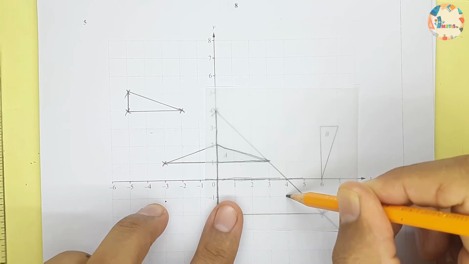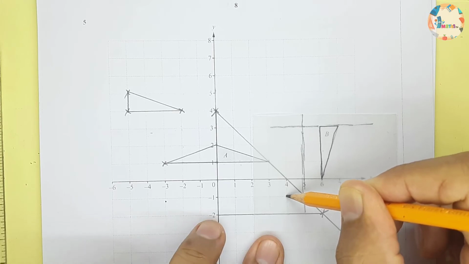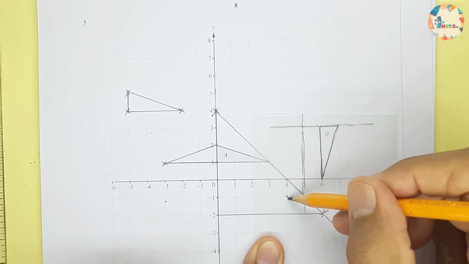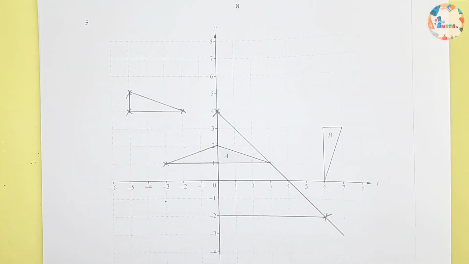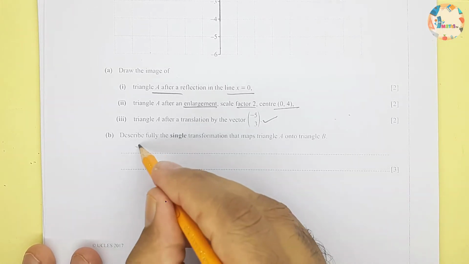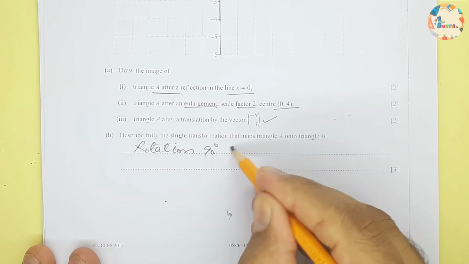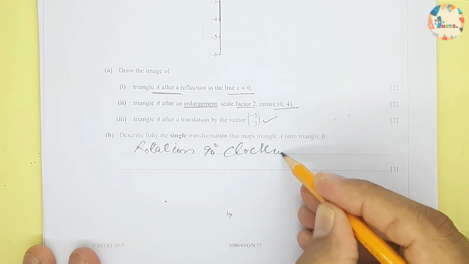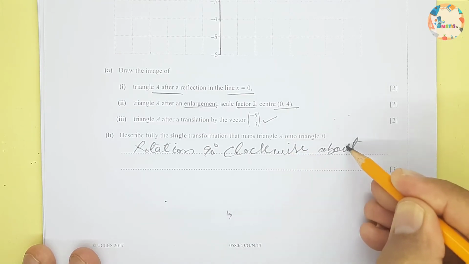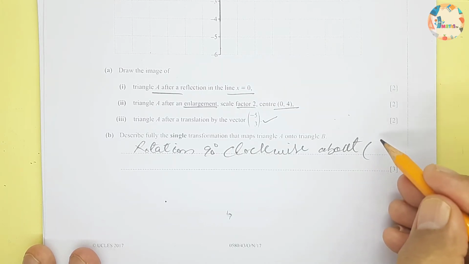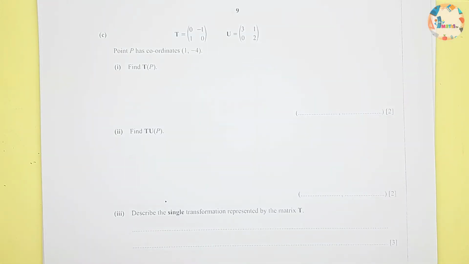So it is from here up to this one, 90° clockwise, and about the center 4 and -1. So the answer to this one will be rotation 90° clockwise, and this will be about the center, and the center of rotation is (4, -1). This is done.